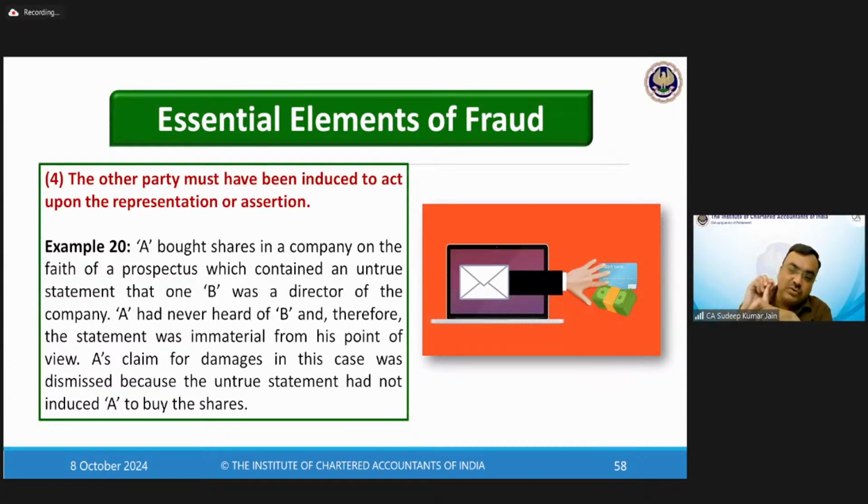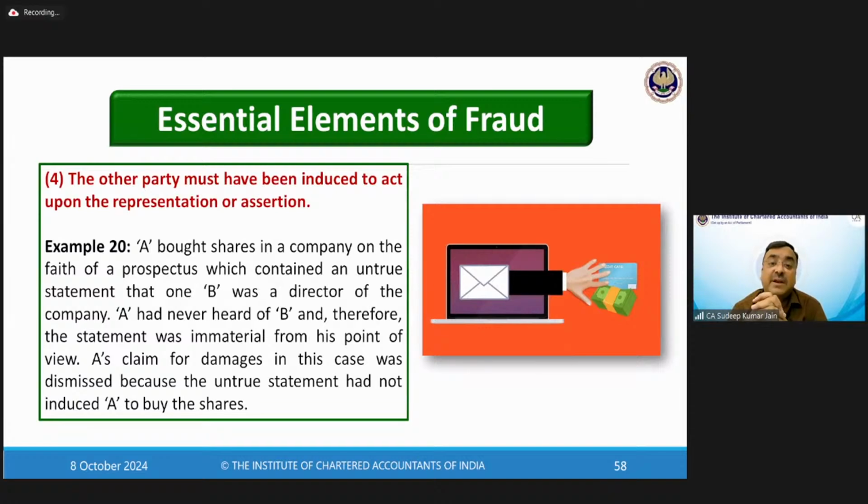मैं जो बोल रहा हूँ वो झूठ है, मुझे पता है वो झूठ है, मेरी इंटेंशन भी है धोखा देने की, लेकिन सामने वाला धोखे में आ ही नहीं रहा, तो फिर फ्रॉड कहां, राइट. तो the other party must have been induced, फुसलाना, to act upon the representation और assertion, राइट. If the party does not enter into contract on the false fact, there is no fraud. अगर पार्टी कॉन्ट्रैक्ट में एंटर होती है पर उन बेसिस पे नहीं जो उसने झूठ बोला है, तो वो फ्रॉड नहीं माना जाए. See example number 20.